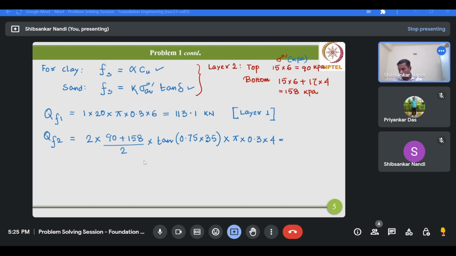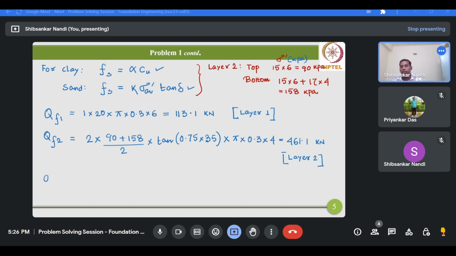So 90 plus 158 by 2, multiplied by tan of 0.75 into 35, into pi into 0.3 into 4. I am getting something like 461.1 kN for layer 2.